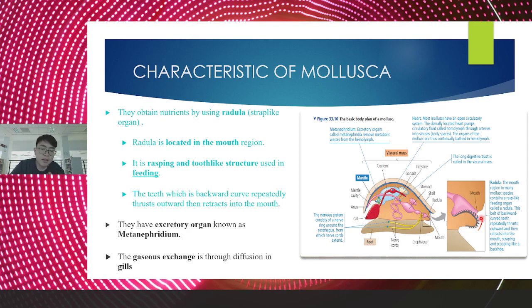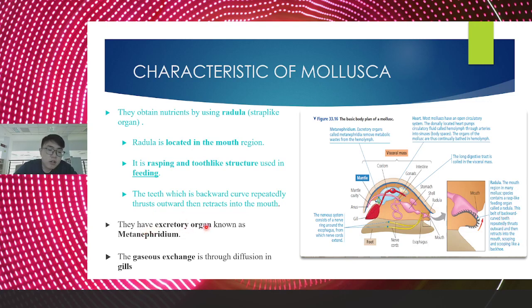When they want to eat food, they use the radula, just like humans use teeth to eat. The teeth are backward curved and are repeatedly thrust outward then retracted into the mouth. So this is their teeth. The mouth region in many mollusc species contains a rasp-like feeding organ called the radula, a belt of backward-curved teeth.